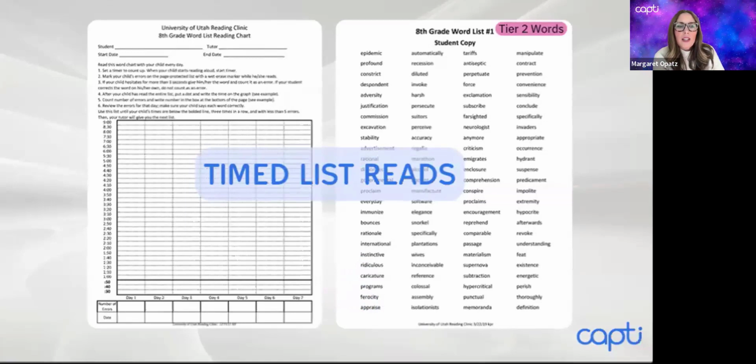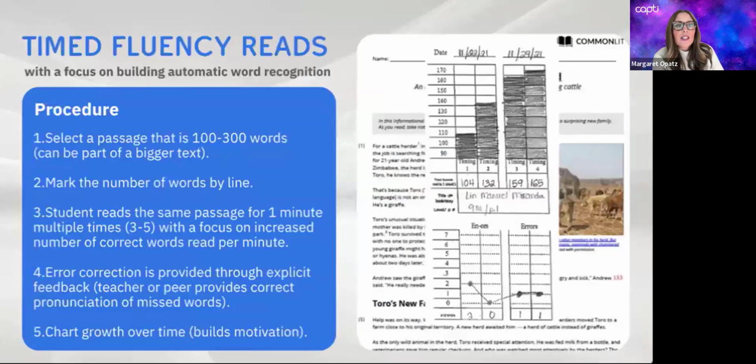And then the next thing that is really helpful in terms of building automatic word recognition is timed fluency reads. So what this looks like is giving students a passage that's between 100 to 300 words. So the focus on this is building that automatic word recognition, but we're doing it through fluency. So once we have the text, we can have the student read it, and we're going to record any errors that the student makes, and then give them that immediate feedback.